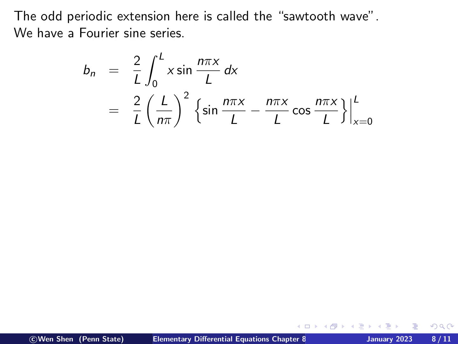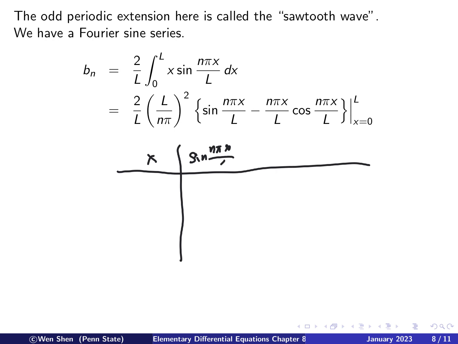We can use the tabular method, which we have talked about in a couple of videos. Let's try to go through that quickly here as practice. So let's set up our tableau. I have the function x here in column A, and sine of n pi x over L as the second column. And then this will be the diagonal product on the last one. So I differentiate this, I get 1, I differentiate it again, I get 0, so I stop.